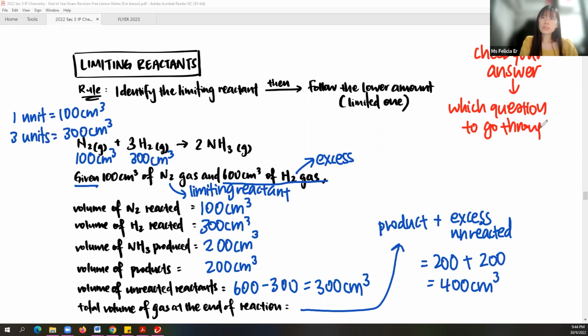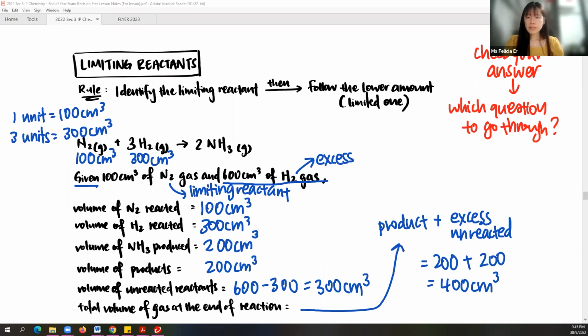So the instruction is in red here. By right, you should be doing quite fast because there is no need to use any formula from the first page. Everything is just ratio, like 1 unit is how much and stuff.